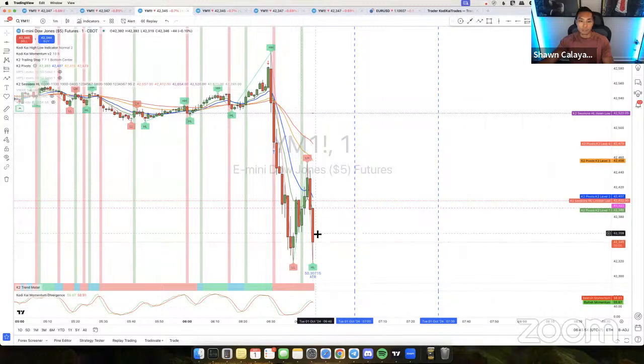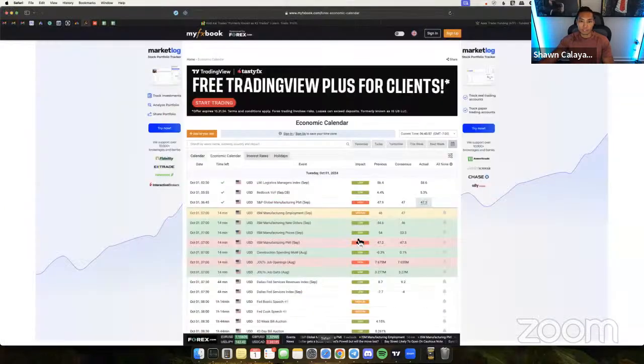So here we go with the news candle right here. Let's check the news. So the news was positive. It looks like there's manipulation to the downside. The news here was forecasted to be negative, but it was actually a little positive, a little better than expected. Not a lot, but a little bit.